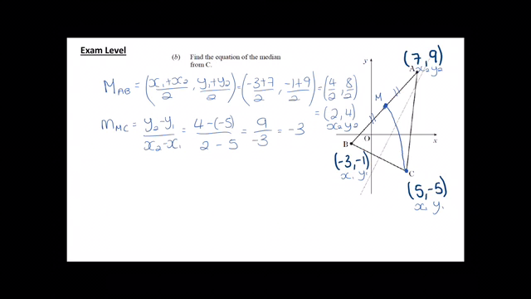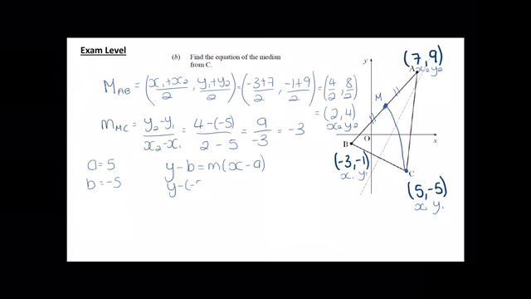Down here, my 5 and my negative 5 are going to be my A and B. Now, because I've already labelled them X and Y, just to be super clear, I'm going to write out that A is 5 and B is negative 5 over at the side here. We can now use our y minus b equals m(x minus a) formula. So we've got y minus negative 5 equals negative 3 times (x minus 5).